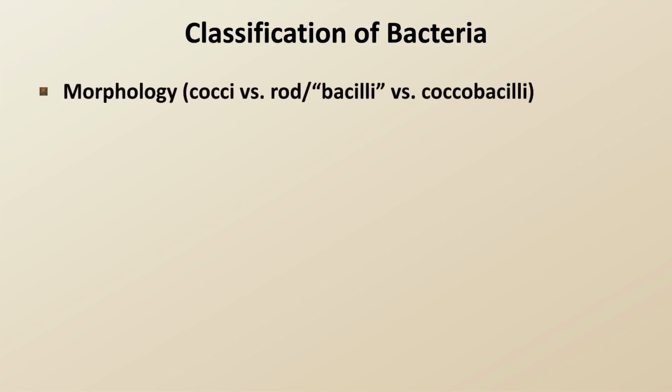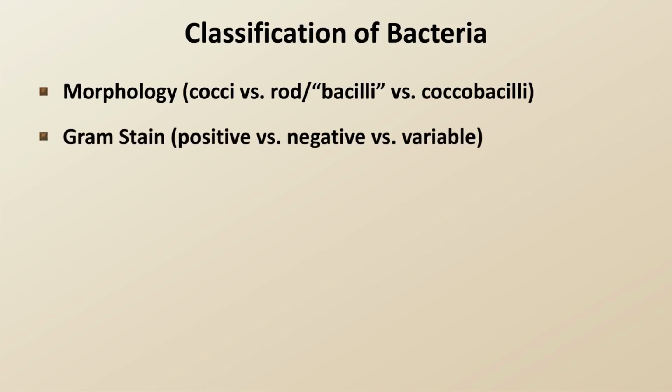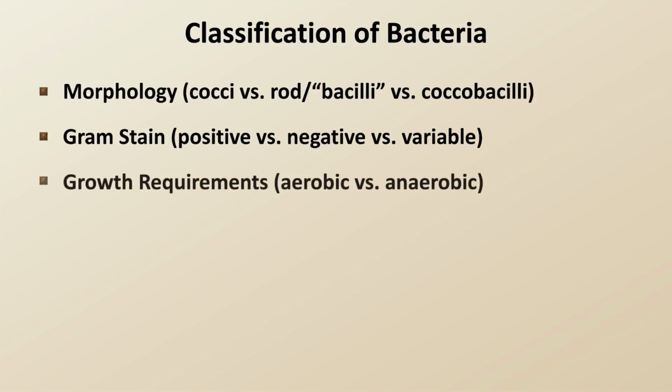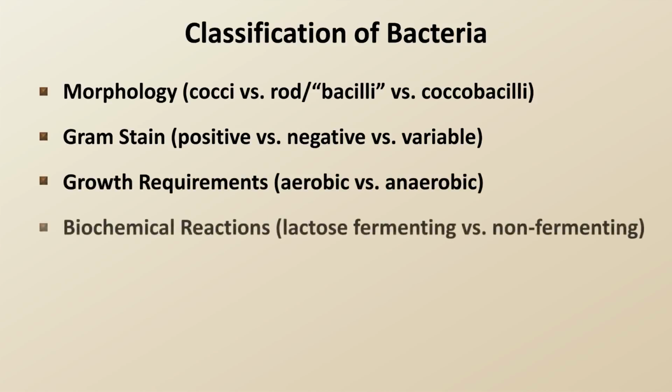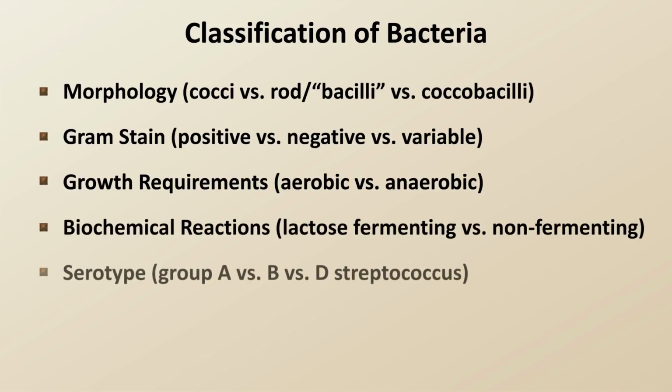When bacteria are classified, there are many different considerations. First, morphology. Are the bacteria cocci or rods, or halfway in between, so-called cocobacilli? Second, does the gram stain show them to be gram-positive, gram-negative, gram-variable, or just not staining? Next, what are their growth requirements? For example, do they need oxygen? What types of biochemical reactions are they able to undergo? Some bacteria, specifically Streptococcus, are classified according to serotype.